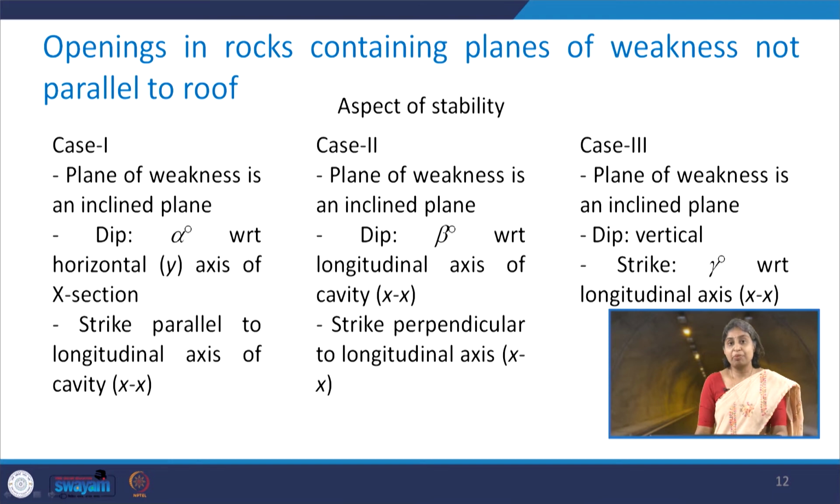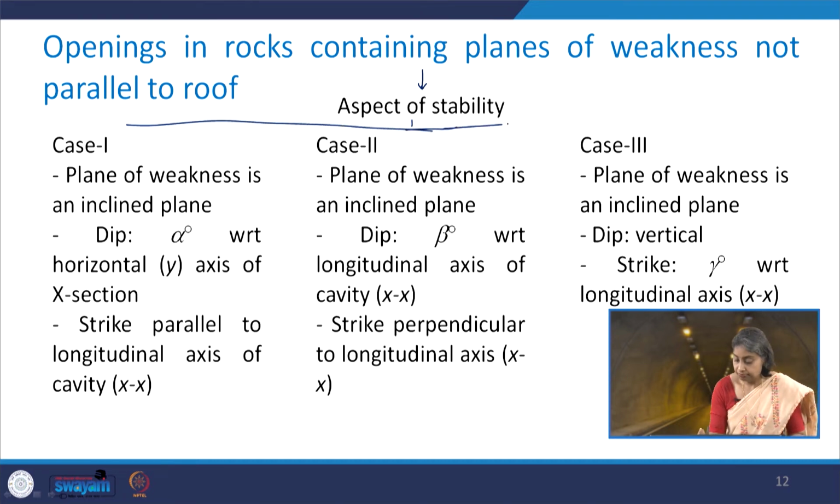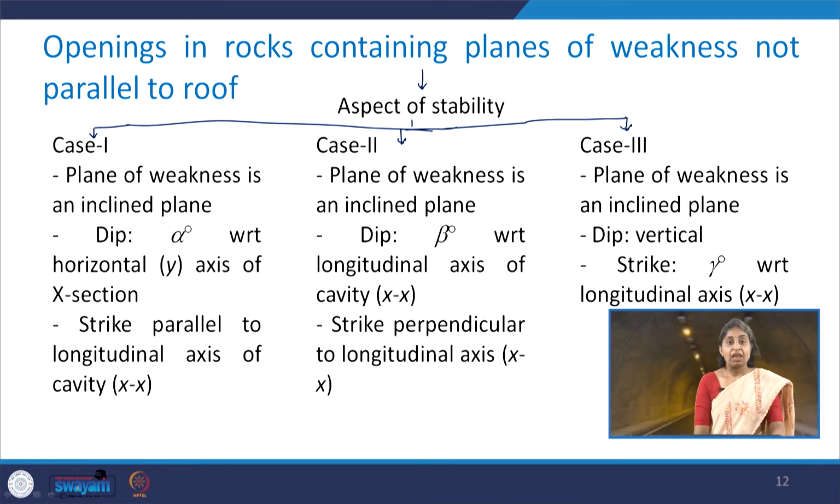Coming to the aspect of stability for openings in rock containing planes of weakness which are not parallel to the roof, you can have three different cases. So, we have the first case, then case 2, and case 3. Here I have elaborated each of these cases, but in subsequent slides we will learn each case in detail one by one.